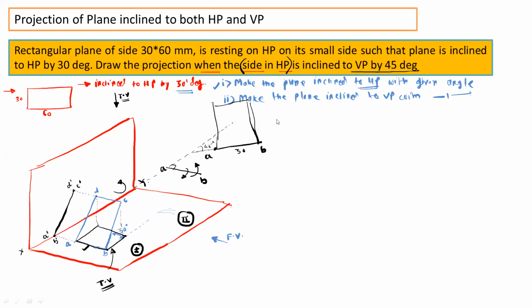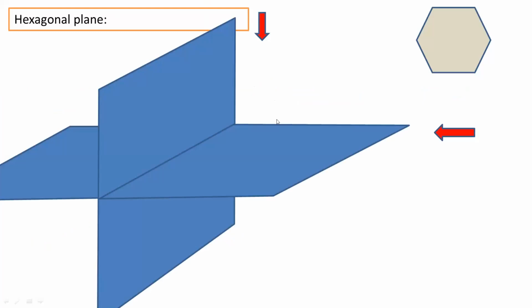Okay, now refer to the projection of the hexagonal plane. So first assume this simple case where the hexagonal plane is resting on the HP and it is perpendicular to the HP and parallel to the VP. Okay. So this is the representation in 3 dimensions. So the given plane is in the first quadrant only.